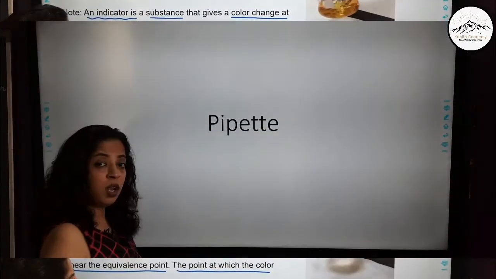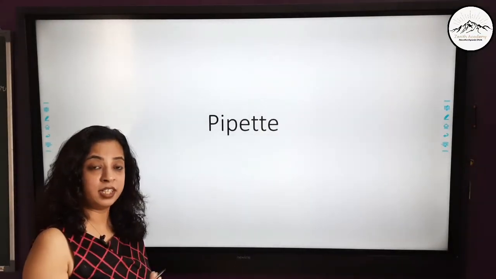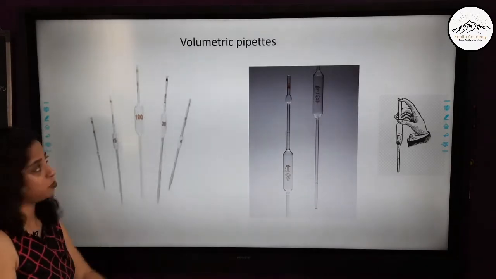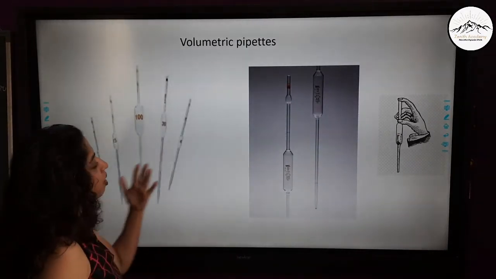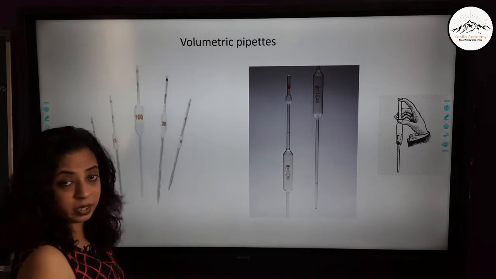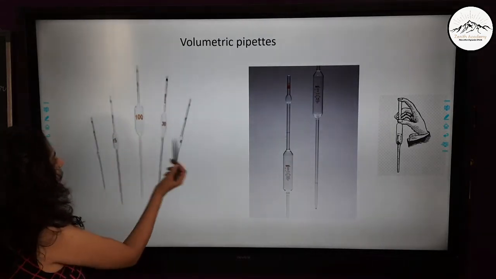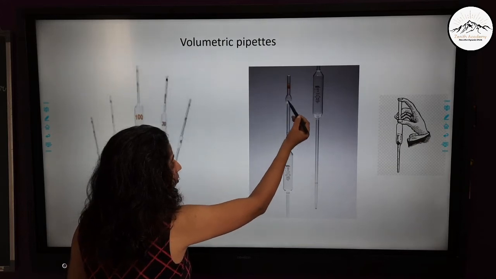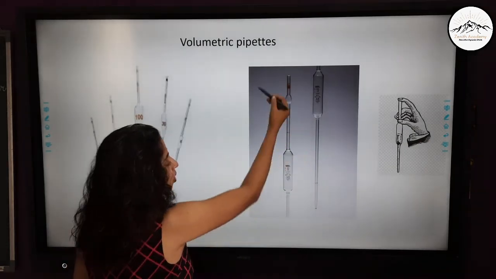Now let us talk about the apparatus in detail. When we talk about the pipette, there are different types of pipettes. Here I have given you a few examples of volumetric pipettes. There are different pipettes of different measurements. In some of the pipettes you can see a bulb here to avoid the backflow of the liquid.